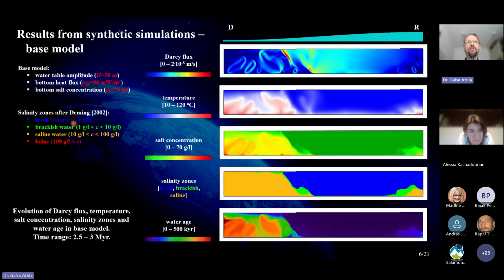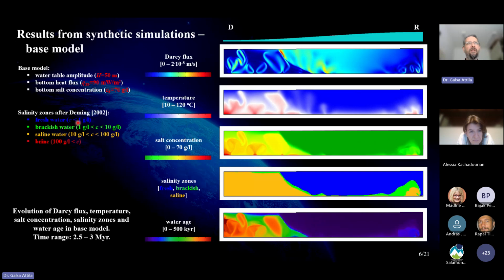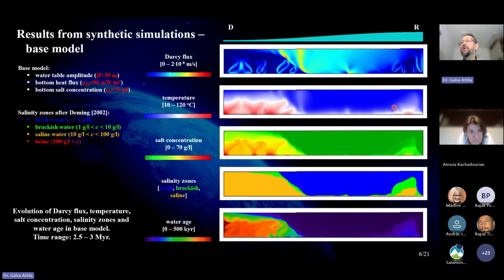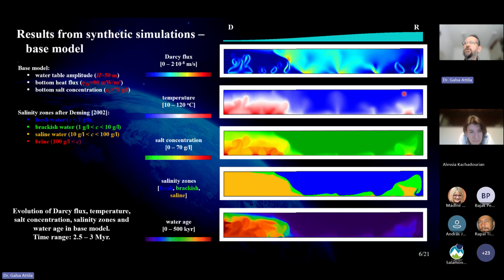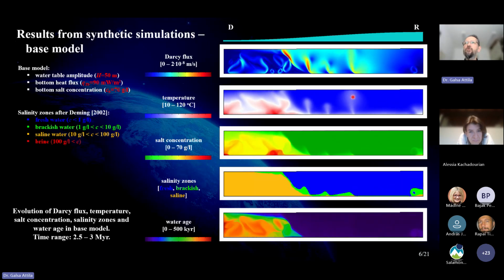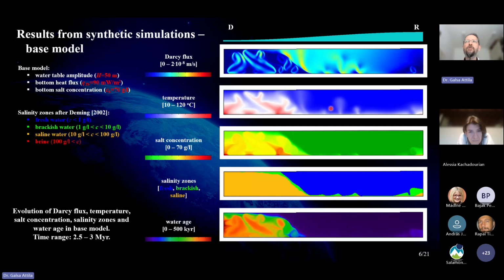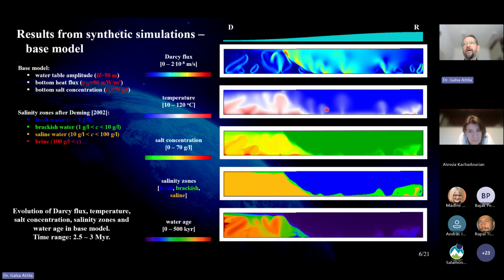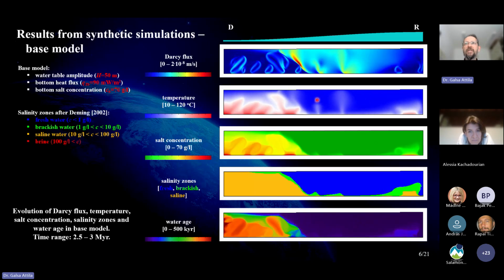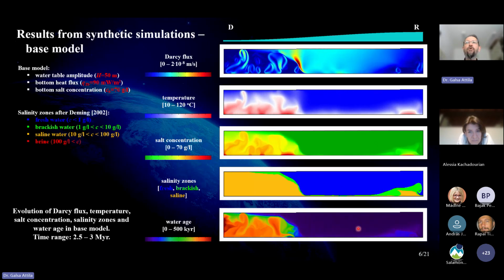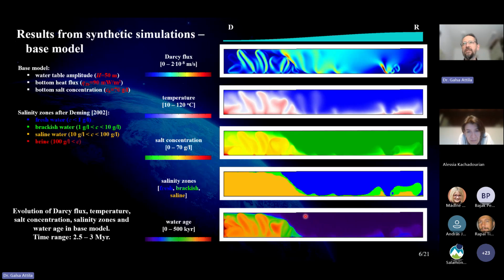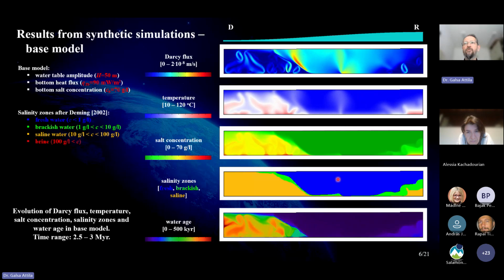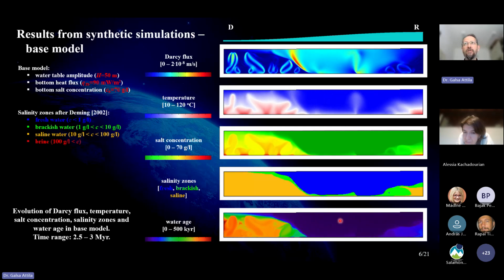For example, where the concentration was below 1 gram per liter, it is considered fresh water. So we can see that the recharge zone and the central parts of the synthetic model domain are controlled by topography-driven forced convection, sweeping the heat, the saline and old waters out of the system. As a consequence, these parts are characterized by cold, fresh, and young waters.